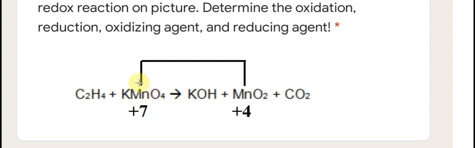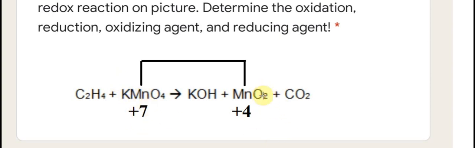in here we can see that the oxidation number of Mn is +7, because the oxygen in here is -2 and potassium is +1, so -2 multiplied by 4 you get -8. Because we have potassium at +1, Mn should be +7.